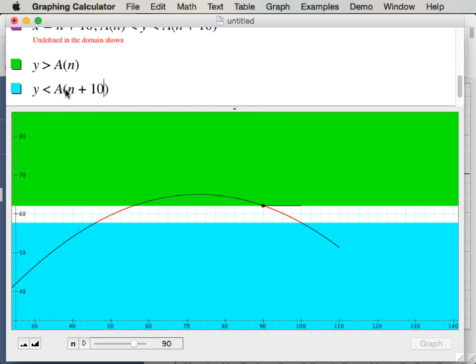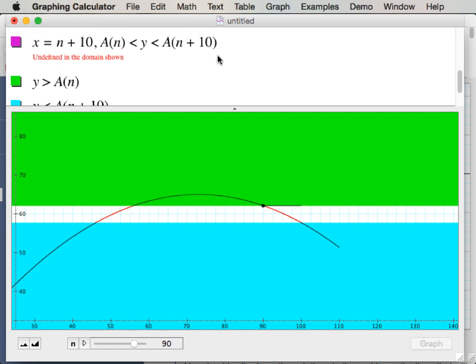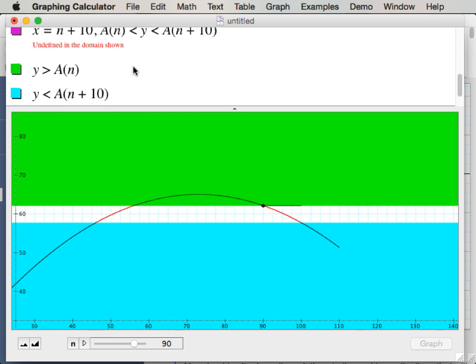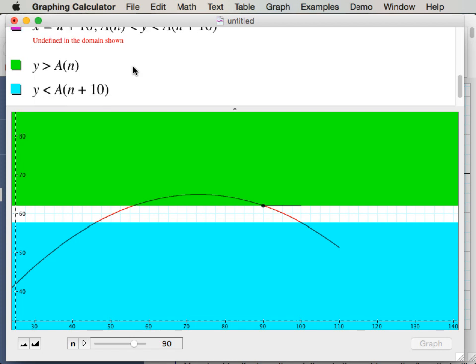Okay, so over here when it's decreasing, this is saying all y values that are both greater than a of n and also less than a of n plus 10. So what y values are those? None after 73. We're talking about after 73. What y values are both greater than a of n and less than a of n plus 10?